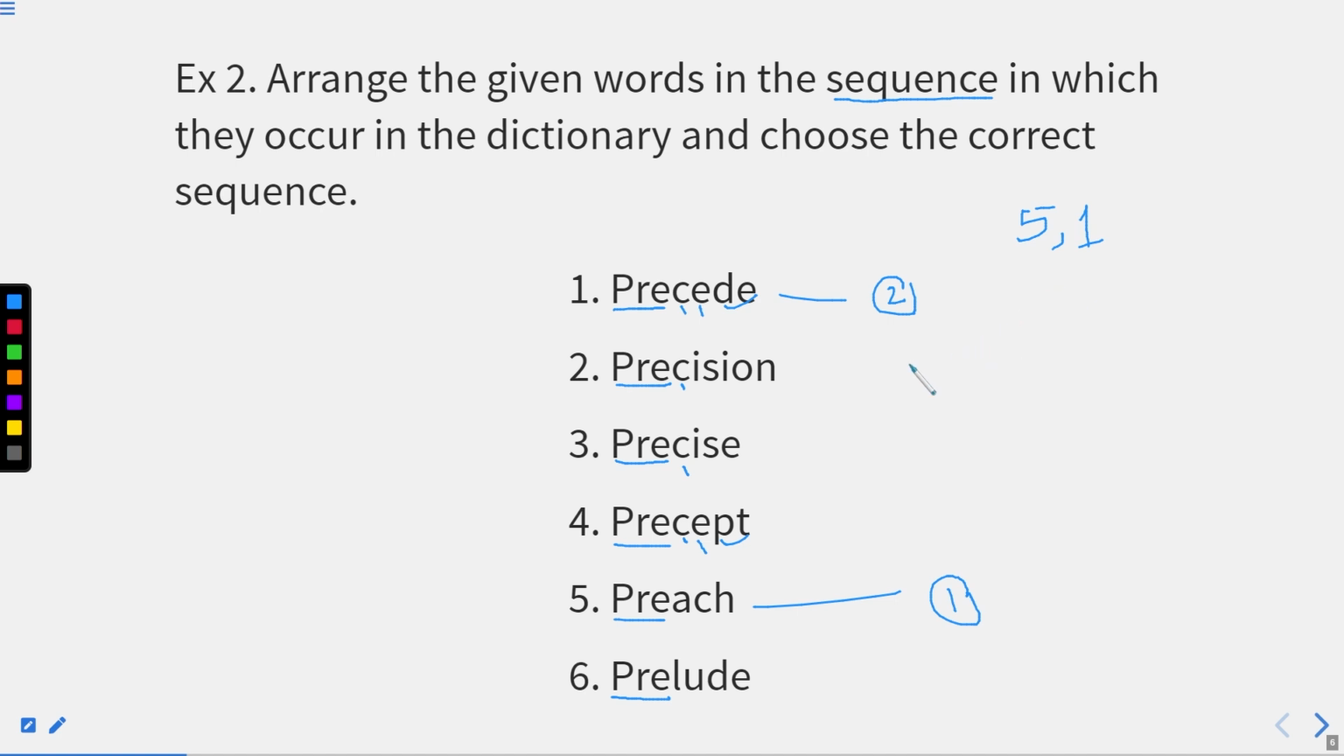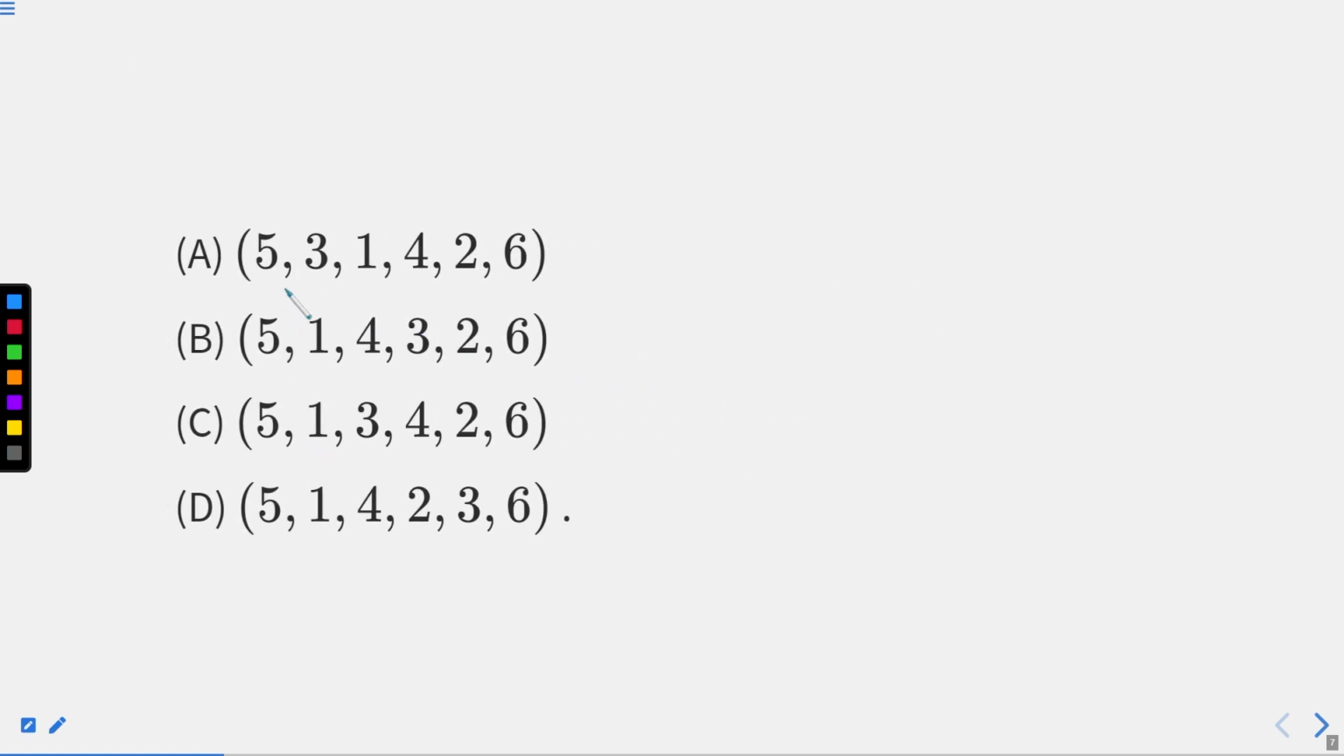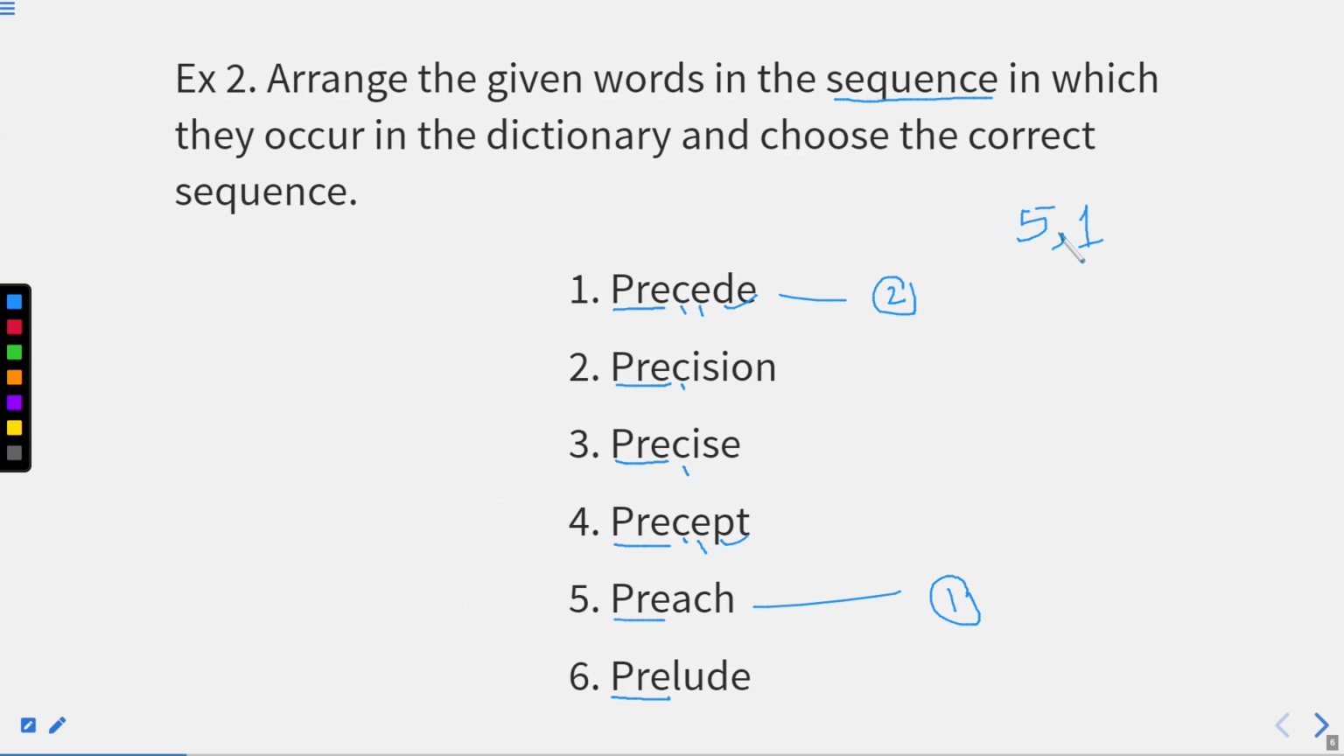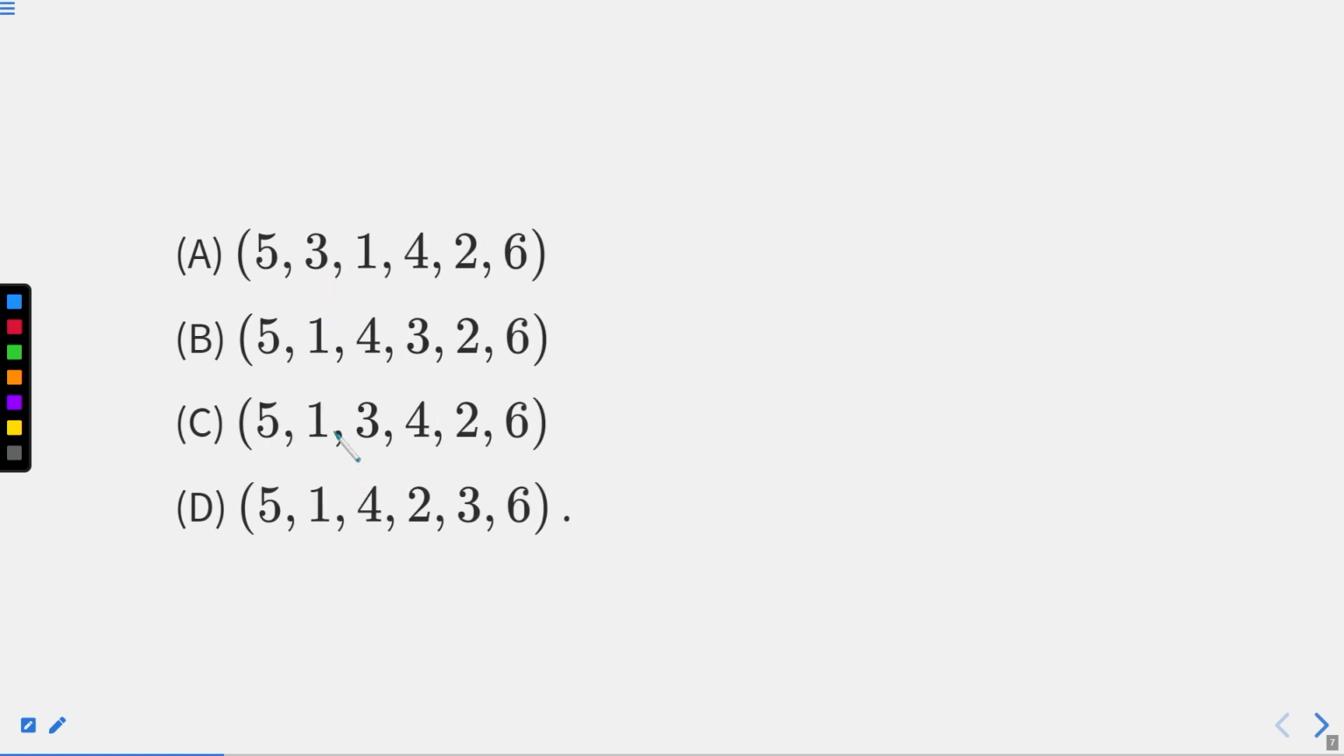So in the similar manner, if we check other words as well, what we are able to find? We are able to find a good sequence, right? And here we can see that as per the options and what we have calculated till now, that is 5, 1, and the third word is going to be the fourth one. So 5, 1 and 4, this is going to be our sequence. And if we look here, we'll eliminate option number A. We are able to eliminate option number C. Now we are left with option number D and option number B.